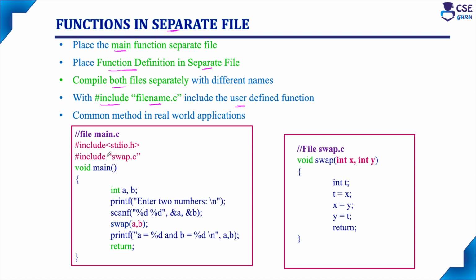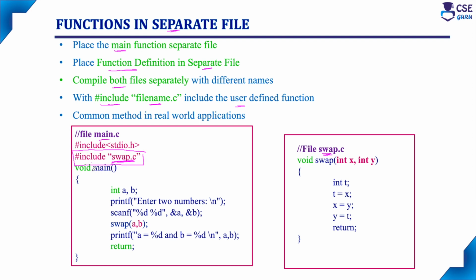Okay. So here, this is the main program and this main program we have compiled with the file name main.c. And this is the user-defined function and this we have written separately and compiled separately with the file name swap.c. Suppose if I want to use this user-defined function, just one statement we have to include here with the file name, that is #include file name.c. So what is the file name here we have given? That file name.c within double quotes we have to include here.